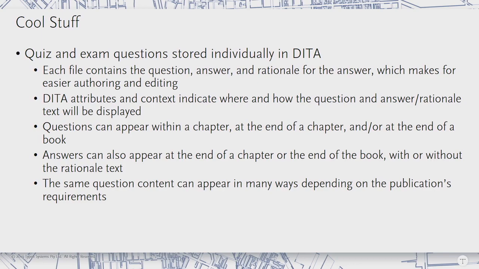The questions can appear within a chapter or at the end of the book. So the same question file can be referenced in multiple places, and depending on where it's placed, it looks different. The same thing with the answers. They can be at the end of a chapter, they can be all collected at the end of the book, they may or may not have the rationale text. Well, this is all coming from the same source file. So within other parts of the DITA, it says, in this book we don't want the rationales, in this book we do. So the transform has to be set up to deal with all of those situations.